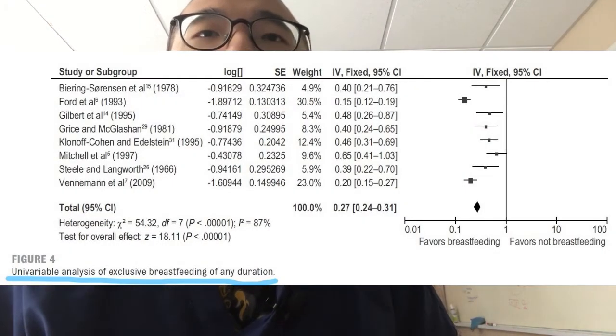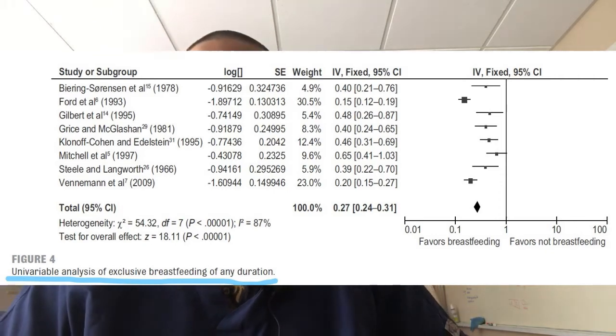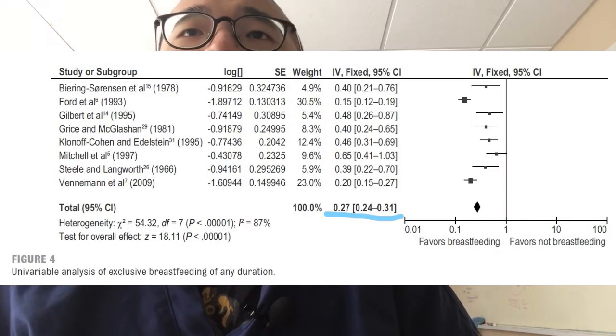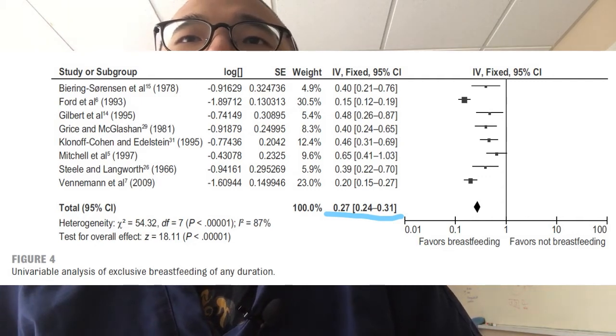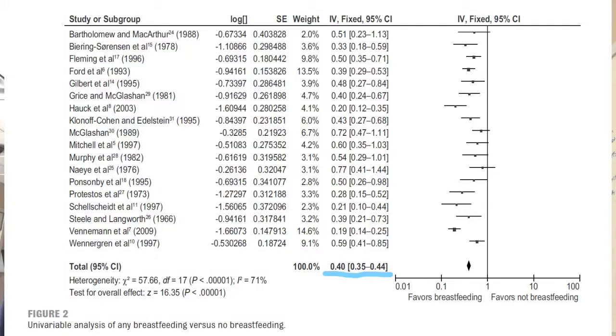This is a univariable analysis of exclusive breastfeeding of any duration. This is babies who did not take any formula, just only mom's breast milk. And you can see here the odds ratio is 0.27, right? The summary odds ratio is 0.27 compared to 0.4.